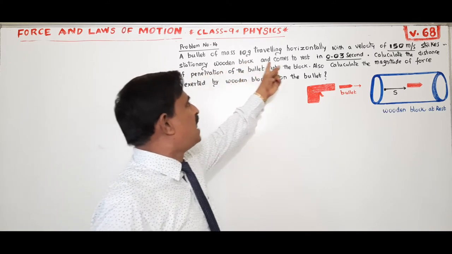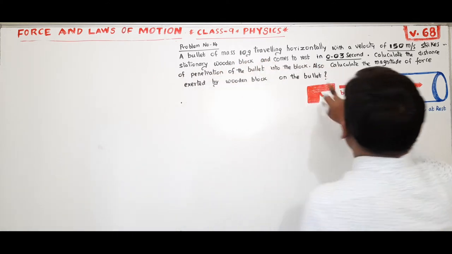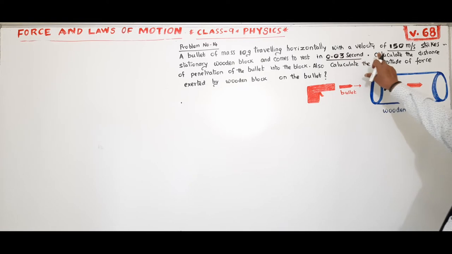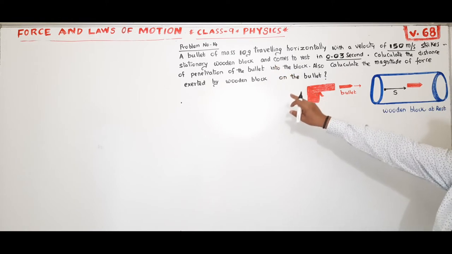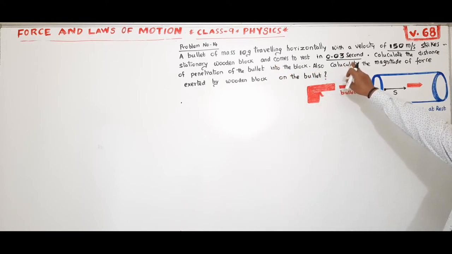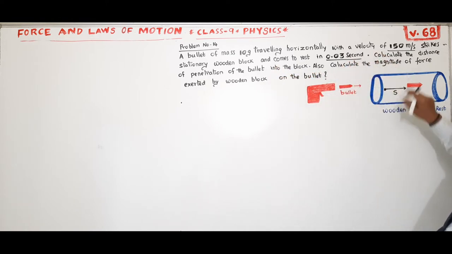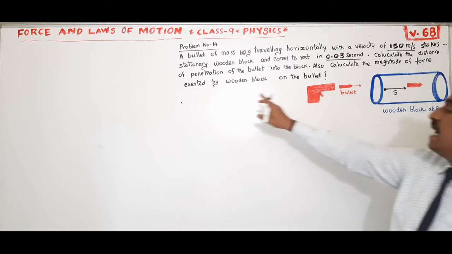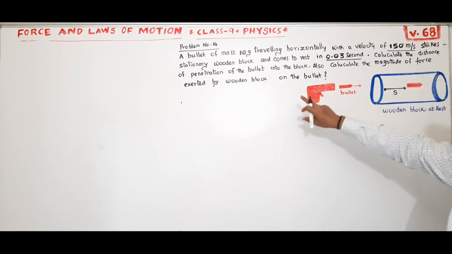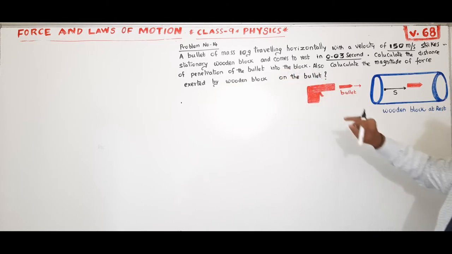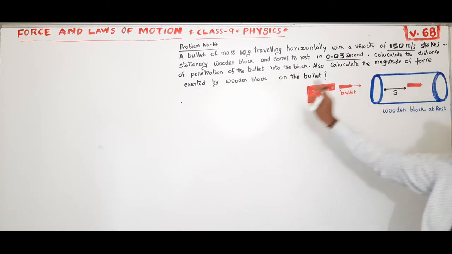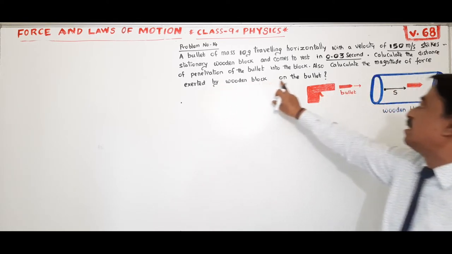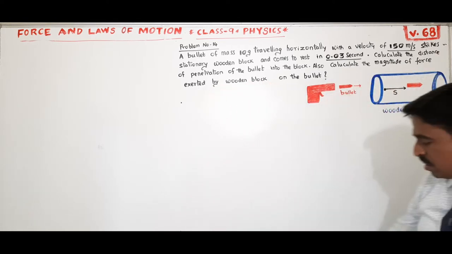A bullet of mass 10 grams traveling horizontally with a velocity of 150 meter per second strikes a stationary wooden block and comes to rest in 0.03 seconds. Calculate the distance of penetration of the bullet into the block. Also, calculate the magnitude of the force exerted by the wooden block on the bullet.